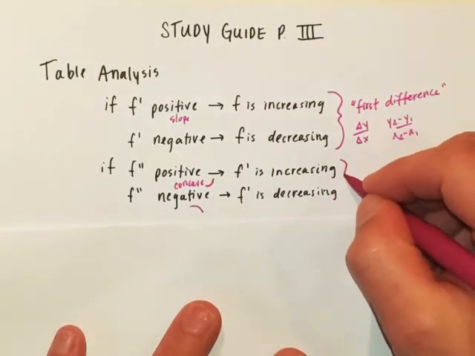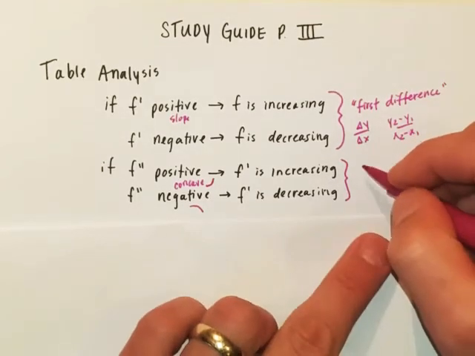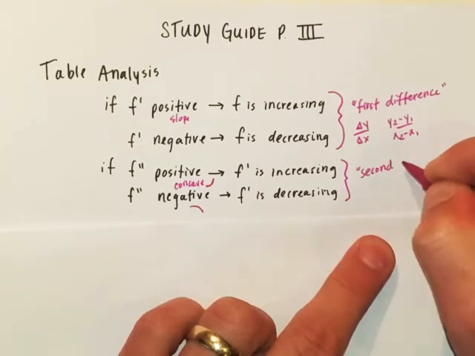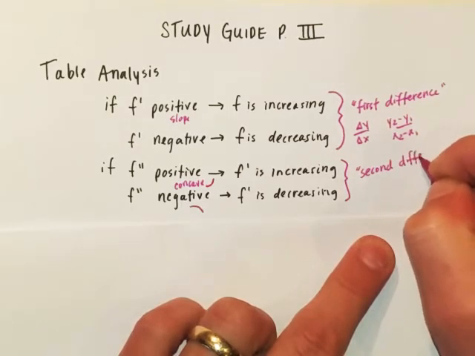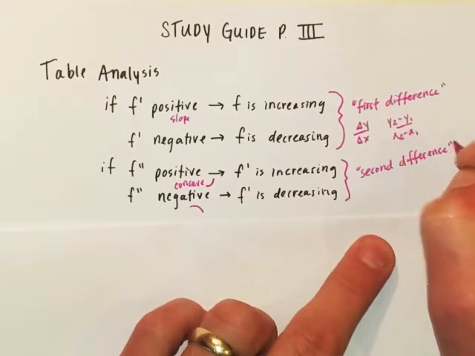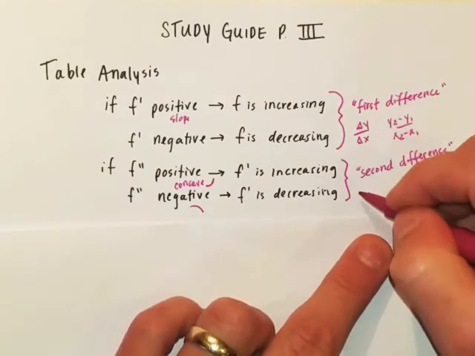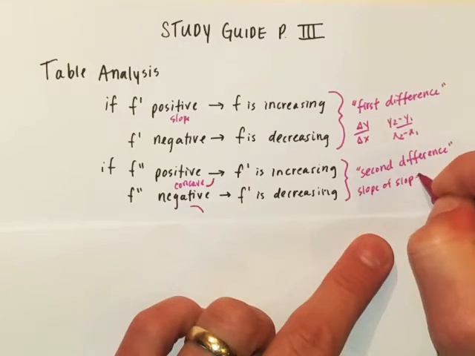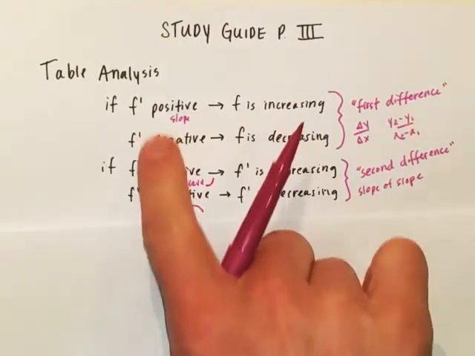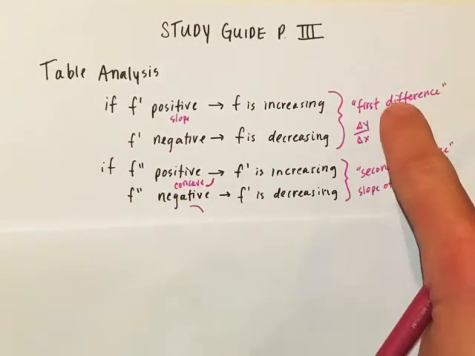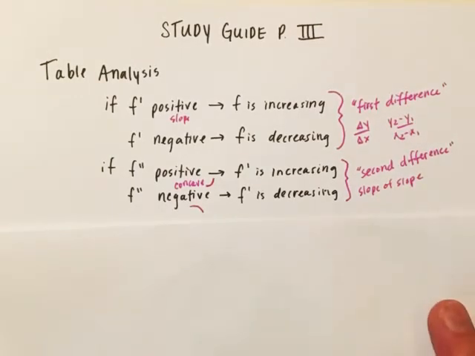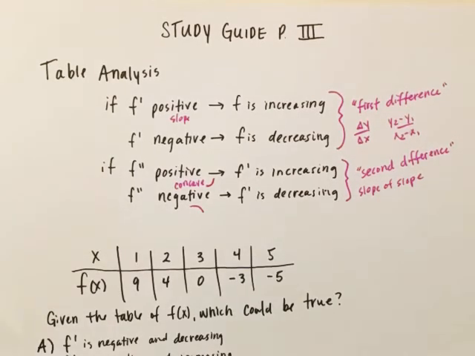So how we find f double prime is we actually find the second difference. And we find that second difference by taking the slope of the slope. So kind of like how this is first and second derivative, think of this as first and second slope. All right, so that's what that tells us, and now let's put this into practice. So we got the following table here.